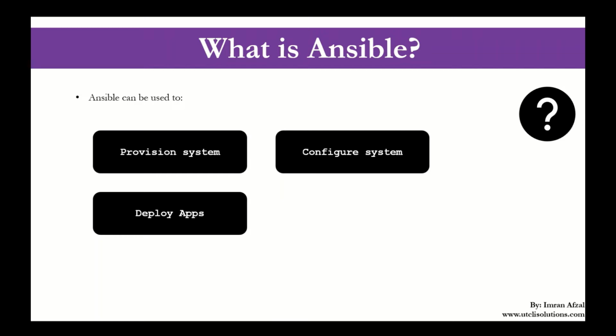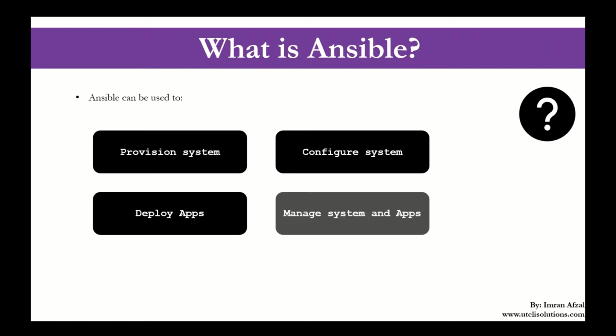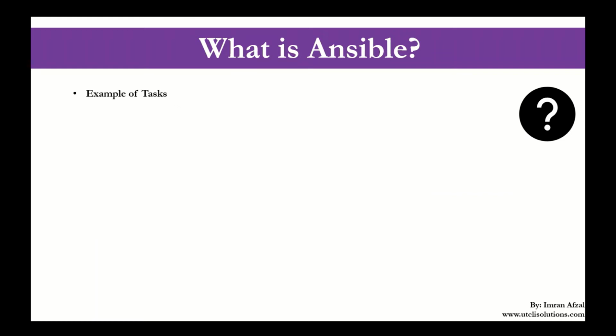Once those are deployed, it doesn't end here. You could manage those systems and applications using Ansible. So if you have to upgrade your system, for example, 6 months from now or after the deployment, then you could use Ansible to do that. Now let's take a look at a few examples of the tasks that can be automated using Ansible.